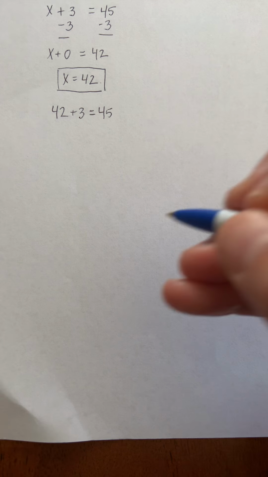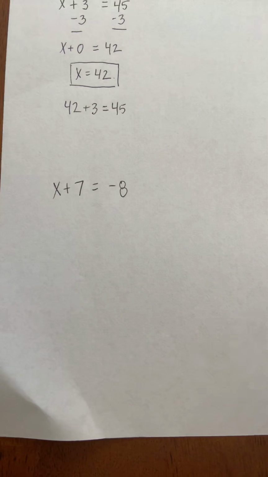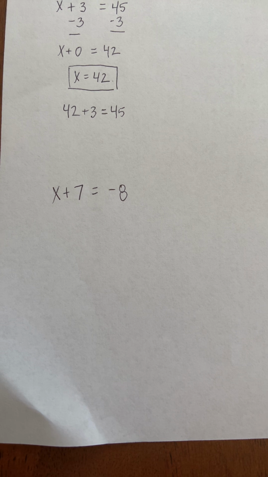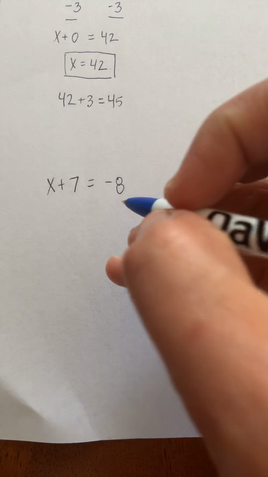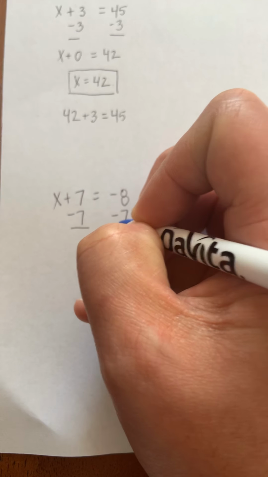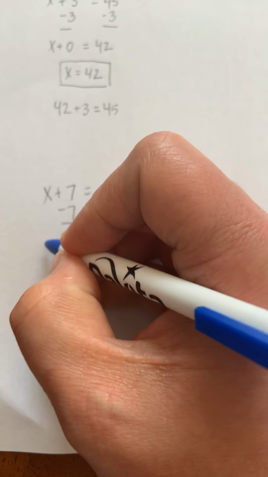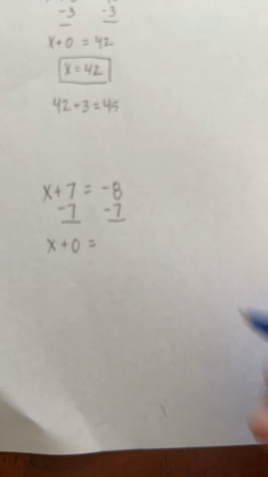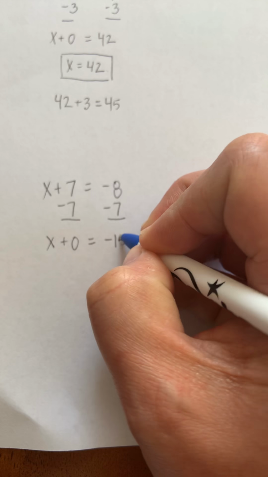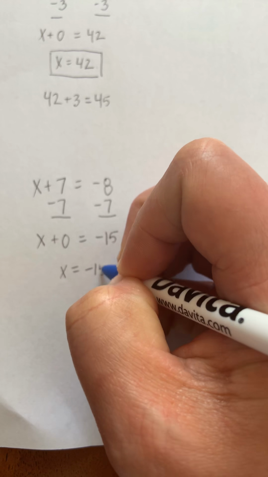The next question I want to try is x plus 7 equals negative 8. Again, we have an addition problem, so the way we solve an addition problem is by doing the inverse operation, which is subtraction. So I want to get rid of the add 7 by subtracting 7 from both sides. 7 minus 7 is 0, so in essence on the left side we have x plus 0 equals negative 8 minus 7 gets me to negative 15. And again, x plus 0 is the same as x, so I have x equals negative 15.